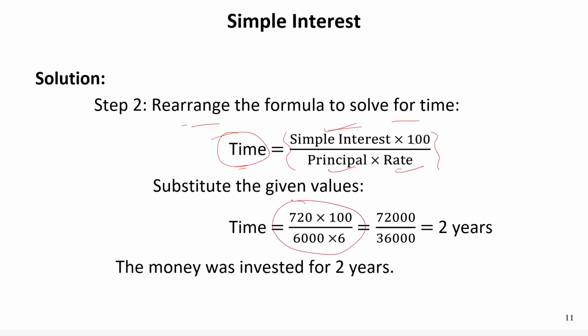So substituting these values, what we are left with is 720 into 100 whole by 6000 into 6, which is 72,000 by 36,000. That is equal to what? 2 years, right? So the money was actually invested for 2 years. So this is the correct answer.